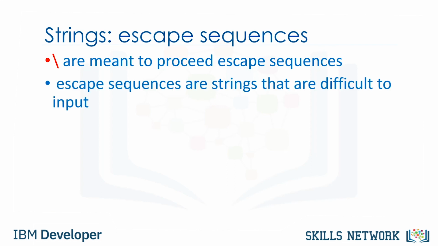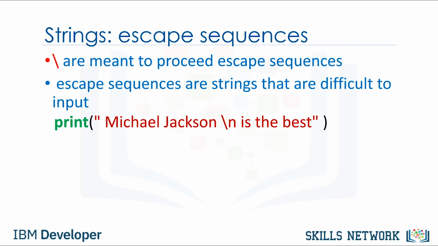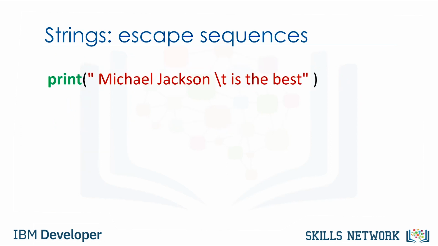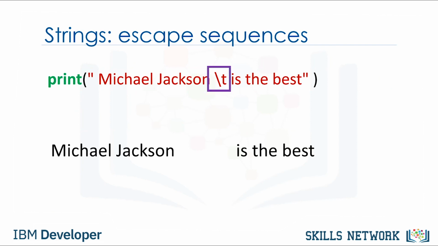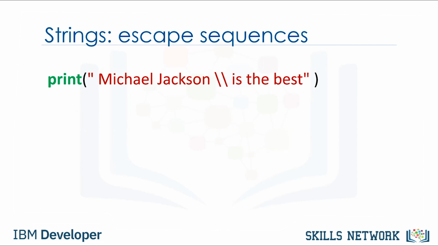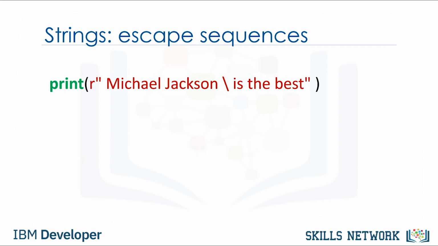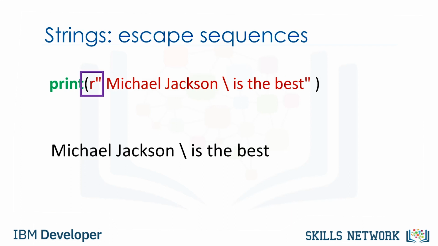Escape sequences represent strings that may be difficult to input. For example, \n represents a new line. The output is given by a new line after the \n is encountered. Similarly, \t represents a tab. The output is given by a tab where the \t is. If you want to place a backslash in your string, use a double backslash. The result is a backslash after the escape sequence. We can also place an R in front of the string.